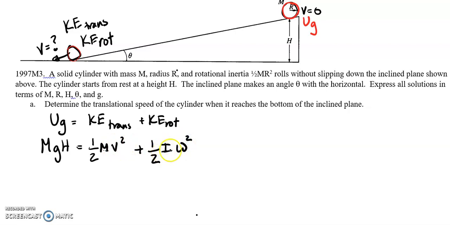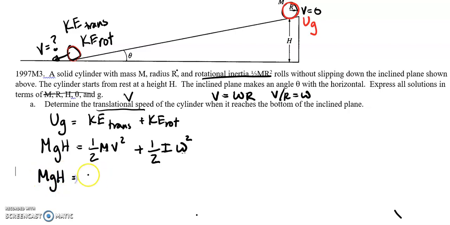Now again, we want to find the translational speed. Let me look to see things we're not allowed to have in our answer. We're not allowed to have I or omega, so let's see how we can get rid of those. I we know is 1/2 mr squared. For omega, there's a relationship between linear velocity and angular velocity, which is v equals omega r. So I know omega is going to be v over r. Let's go ahead and plug in those things we know.